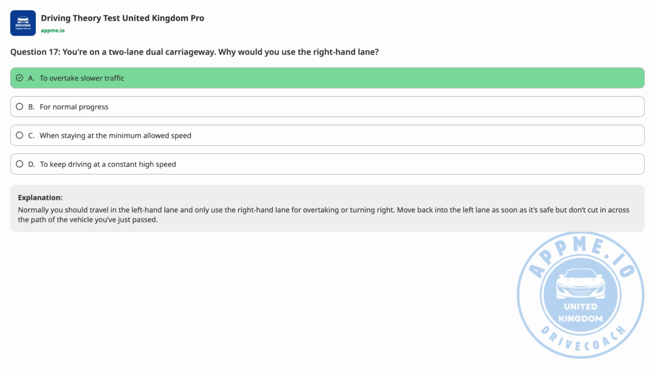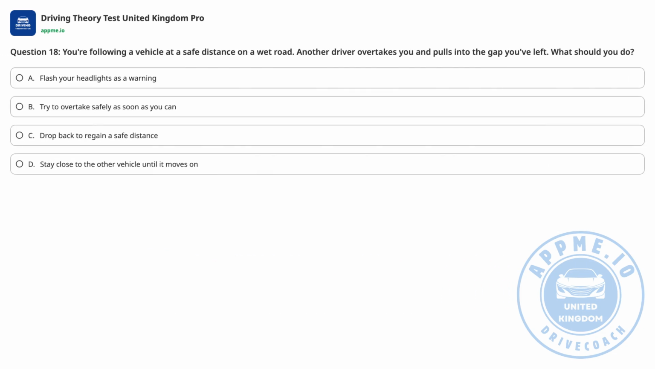The correct answer is A. Question 18. You're following a vehicle at a safe distance on a wet road. Another driver overtakes you and pulls into the gap you've left. What should you do? A.